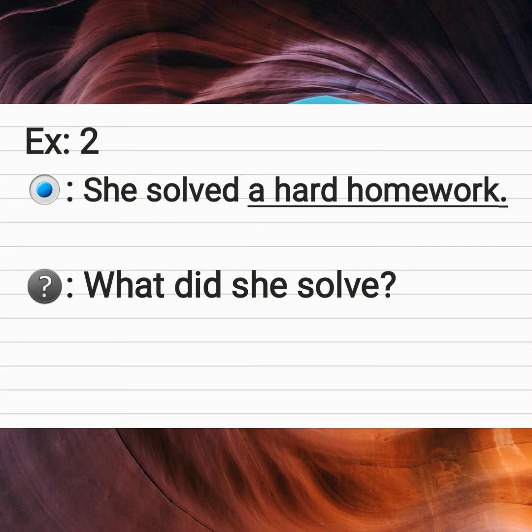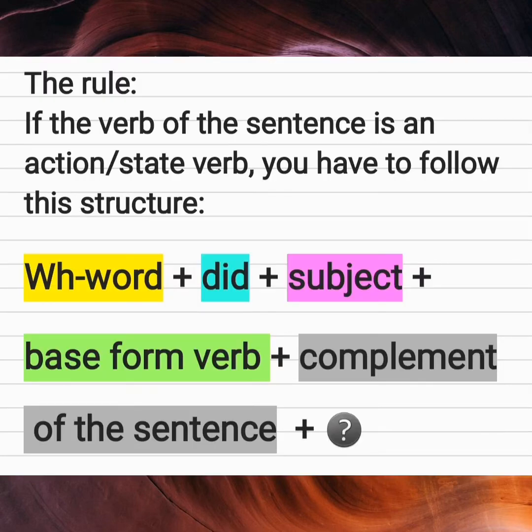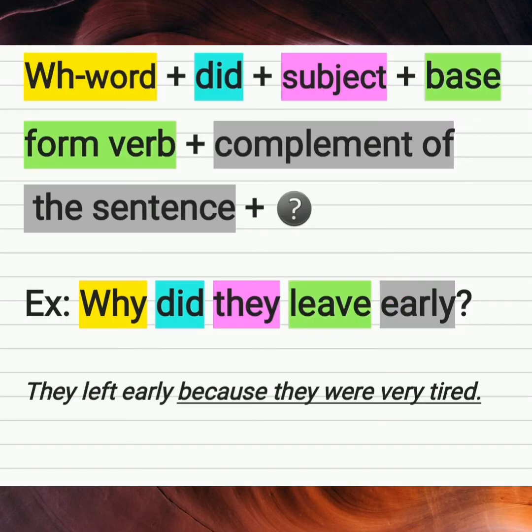What did she solve? As you see, we removed D from the verb and we put it in its base form. So the rule is WH word plus did plus subject plus base form verb plus the complement of the sentence and finally the question mark. And now take a look at this example to get it easily.